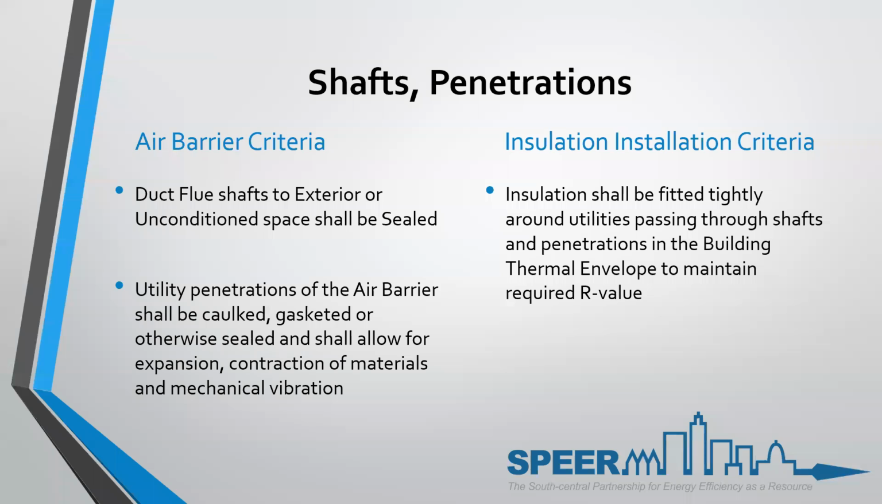So, shafts and penetrations. Duct and flue shafts to exterior or unconditioned spaces shall be sealed. Utility penetrations of the air barrier shall be caulked, gasketed, or otherwise sealed, and shall allow for expansion and contraction of materials and mechanical vibration. Insulation shall be tightly fitted around utilities passing through shafts and penetrations into the building, and the thermal envelope must maintain the required R value.